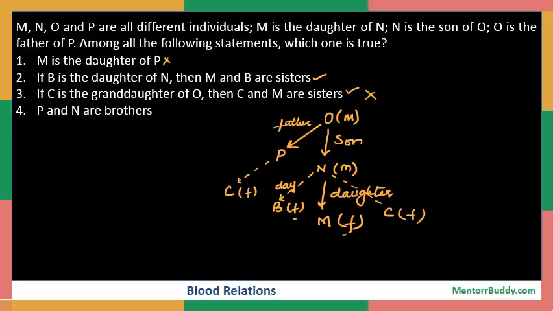The last statement says P and N are brothers. We are not sure about the gender of P, and therefore we cannot say that P and N are brothers. Hence, this is a wrong statement. So by going through the statements using the flowchart, we can easily judge which of the statements are correct.